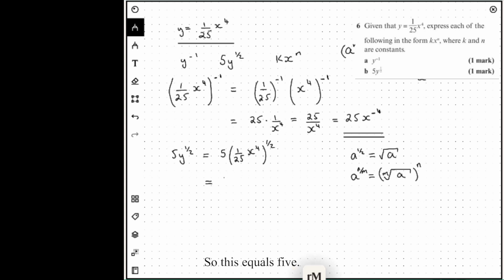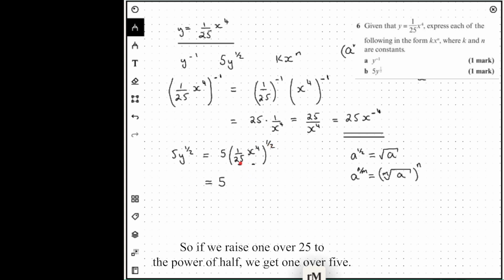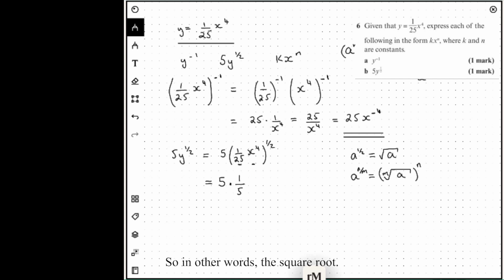So this equals 5. Notice my use of brackets. So again, remember each of the terms inside here, the 1 over 25 and the x to the 4, both need to be raised to this power of a half. So if we raise 1 over 25 to the power of a half, we get 1 over 5. So in other words, the square root of 1 over 25, which we could break down as that, and x to the power of 4 to the half.